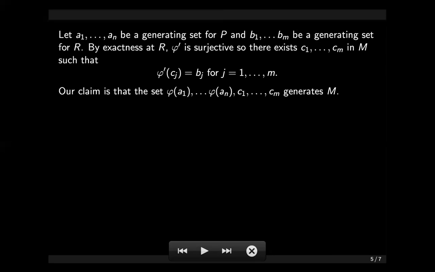Now, our claim is going to be that phi of A1 through phi of AN and C1 through CM, so our pre-images of our generating set for R and the images of our generating set for P, these combined are going to be a generating set for M.